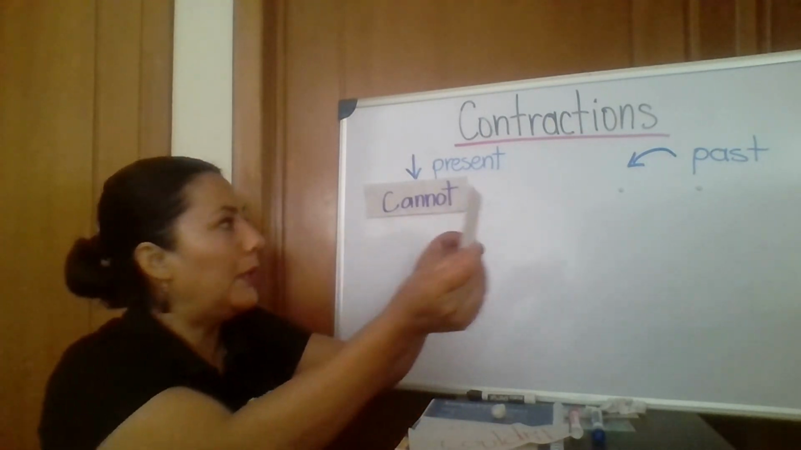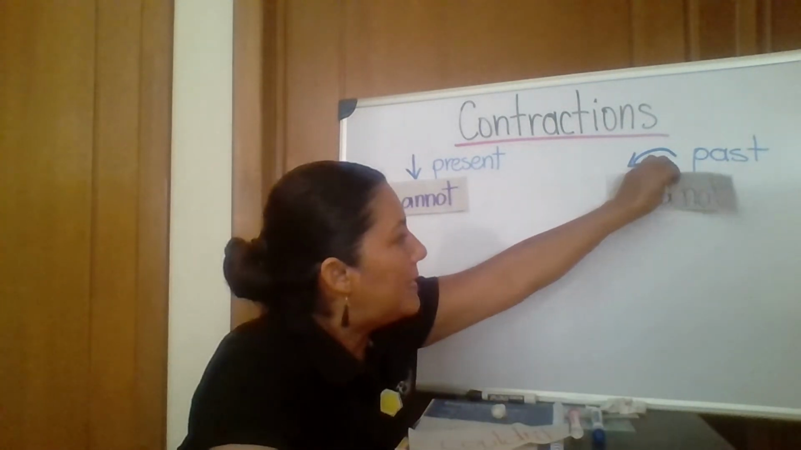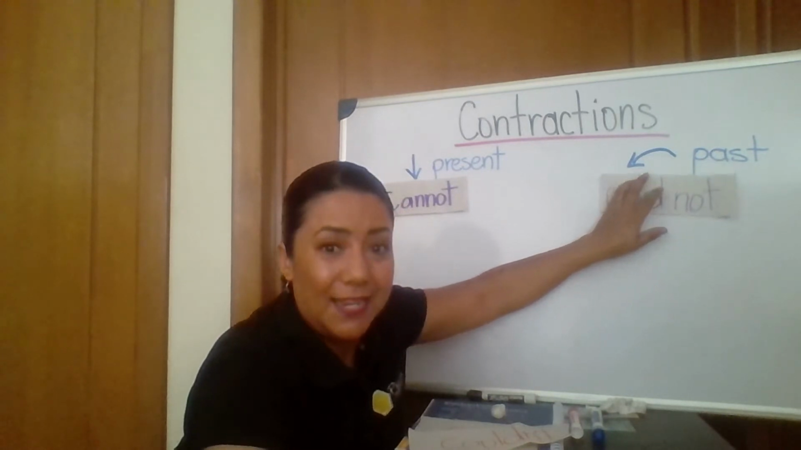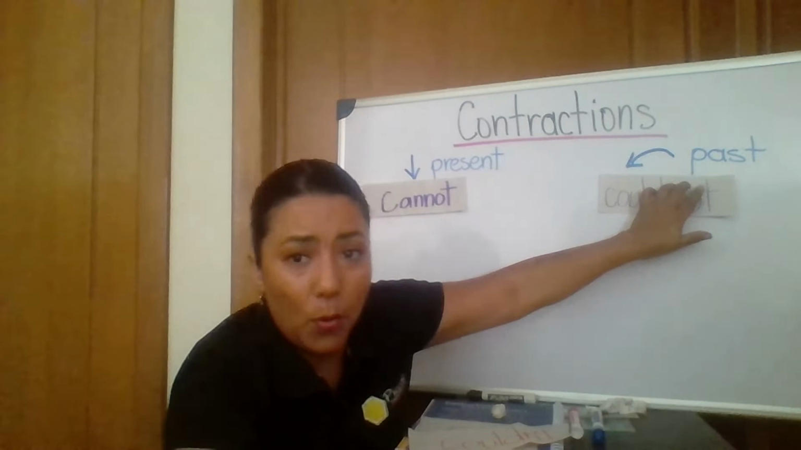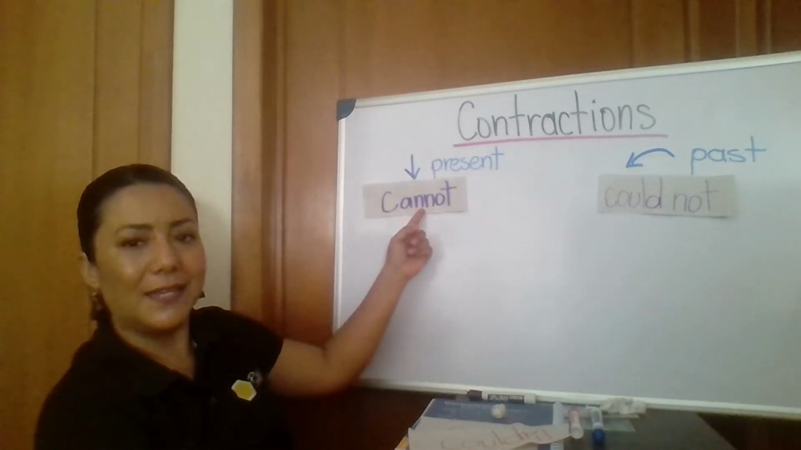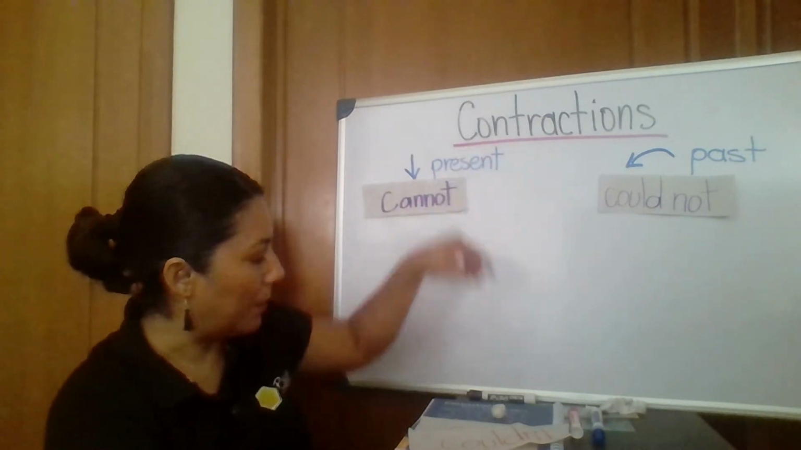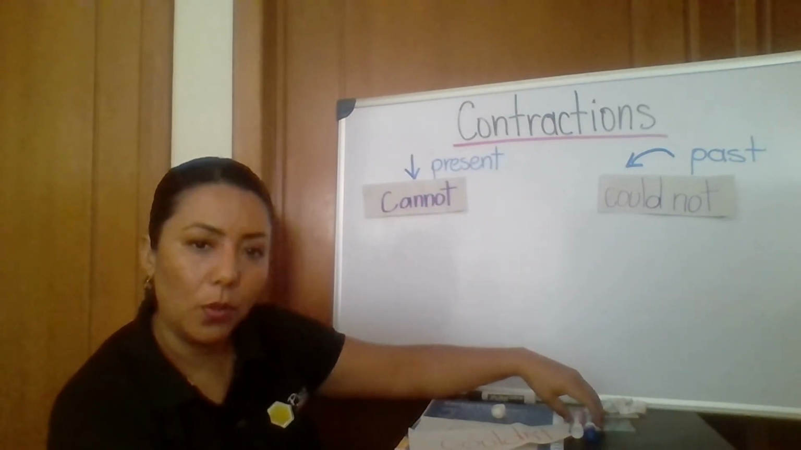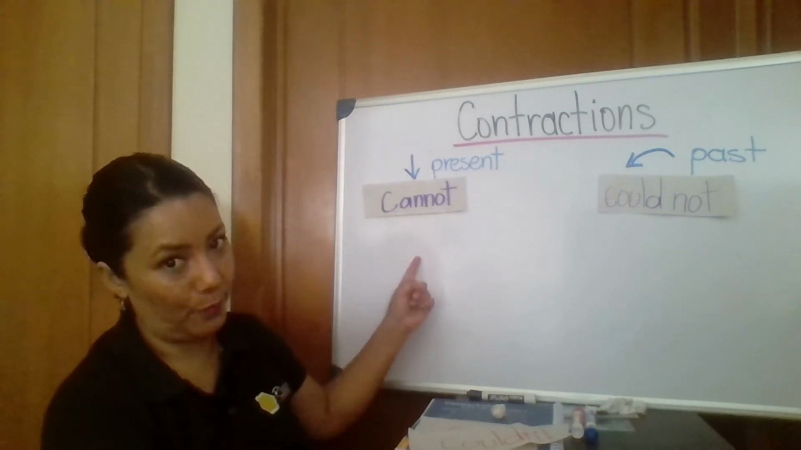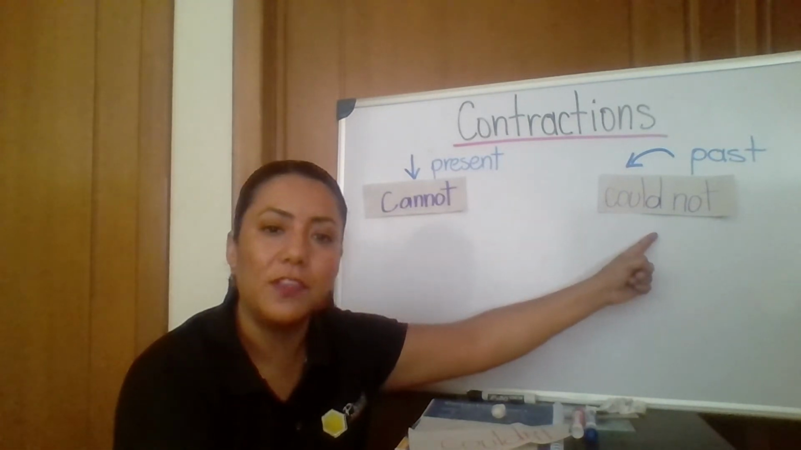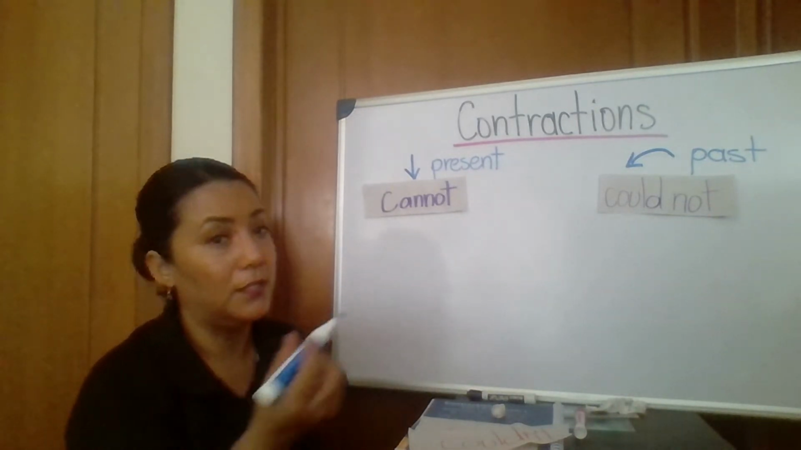So I'm going to place this right here where my symbol for past tense is. Okay? Could not. Now we know this is present, this is past. But today the topic is contraction, so we're going to learn the contraction for this, for present, and the contraction for this in past. What do you think the contraction is?